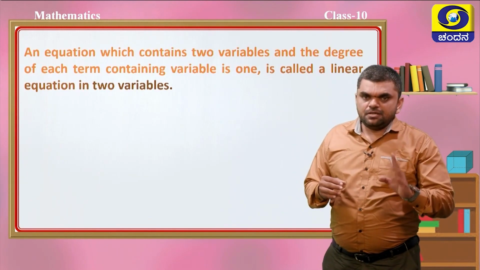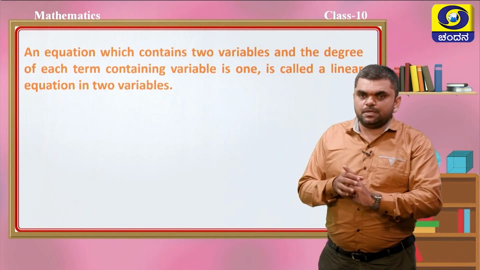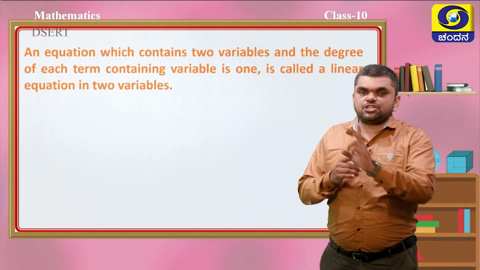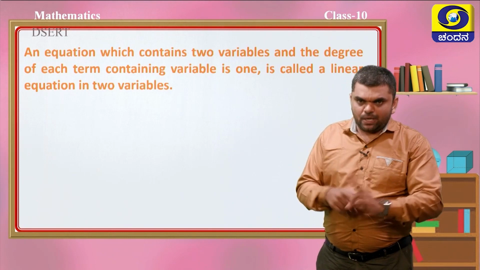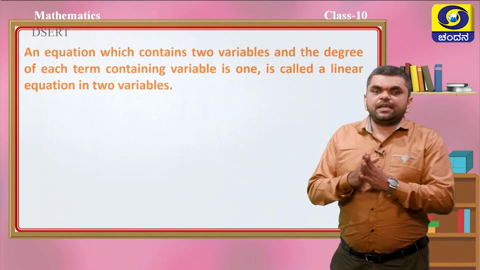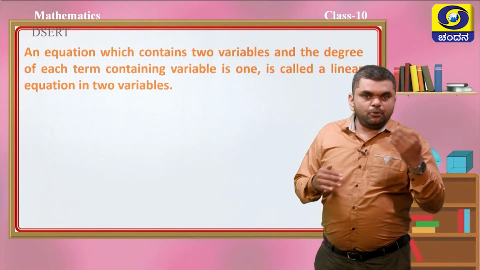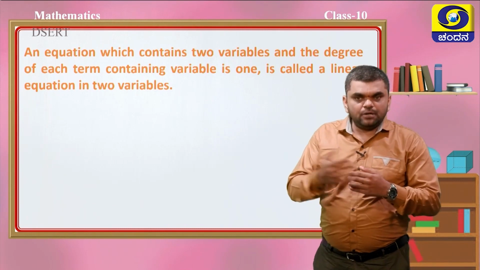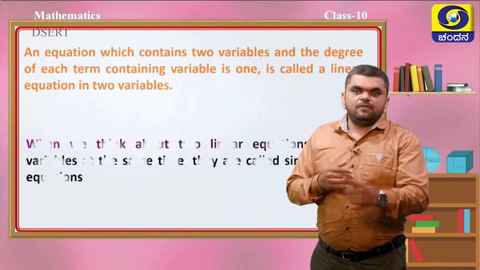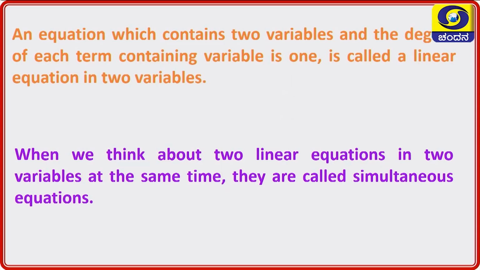An equation which contains 2 variables, and the degree of each term containing the variable is 1, is called a linear equation in 2 variables. What do you mean by degree of equation? You already know it. x to the power 1 only, y to the power 1 only. When we think of 2 linear equations in 2 variables at the same time, they are called simultaneous equations.